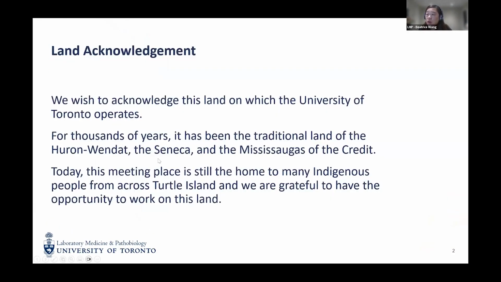We wish to acknowledge this land on which the University of Toronto operates. For thousands of years, it has been the traditional land of the Huron-Wendat, the Seneca, and the Mississaugas of the Credit. Today, this meeting place is still the home to many Indigenous people from across Turtle Island, and we are grateful to have the opportunities to work on this land.